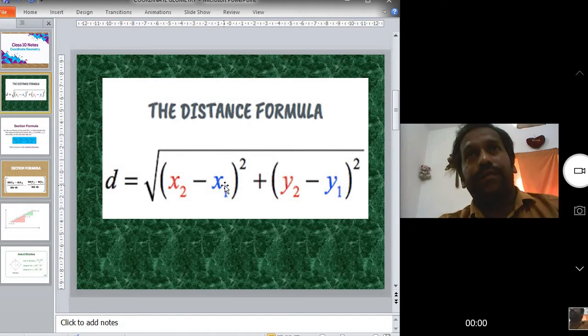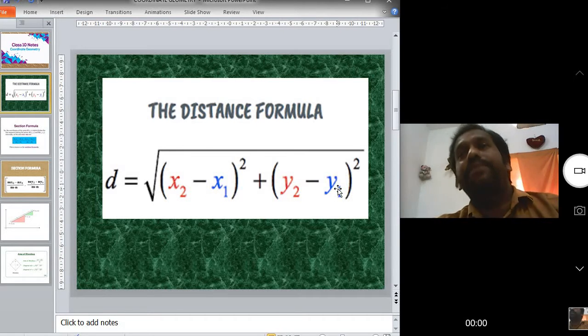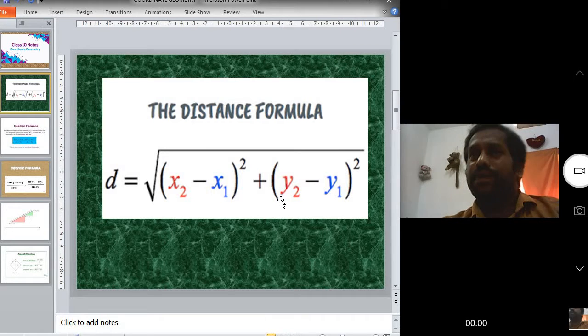You may see that two coordinates will be given here, x1, y1 and x2, y2. That means x1, y1 is one point, and x2, y2 is the second point, and we have to find the distance. We have discussed a lot about this, so now let us start with one example.